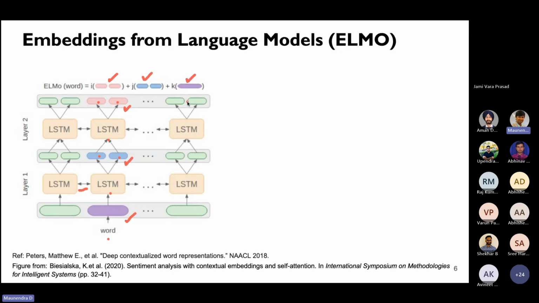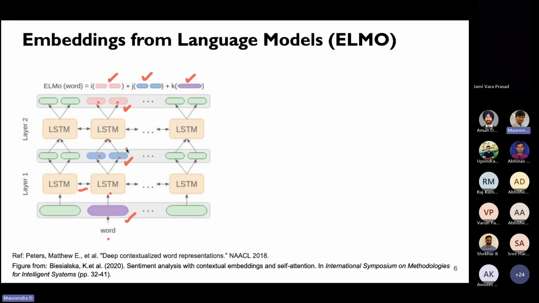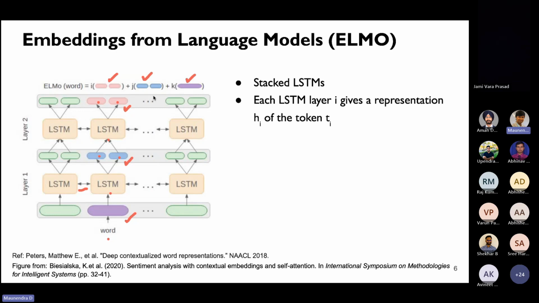Here we see that it's not concatenating, but in earlier slides what we saw is that they are trying to make use of both word embedding and LM embedding. Here also they have used it, and this combination they say is more powerful. So what we see here is that we are using stacked LSTMs, and each LSTM layer i gives a representation hi for the token ti.